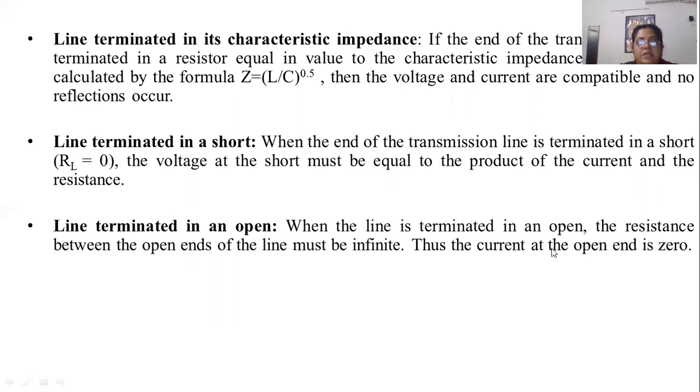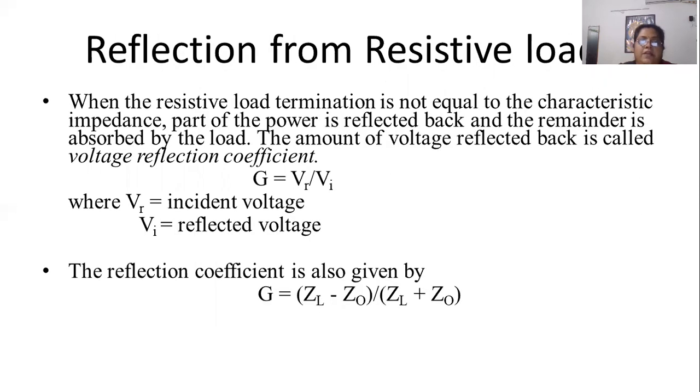When the line is terminated in an open, the resistance between the open ends of the line must be infinite. Thus, the current at the open end is 0. Now the reflection from resistive loads. When the resistive load termination is not equal to the characteristic impedance, part of the power is reflected back, and the remainder is absorbed by the load.